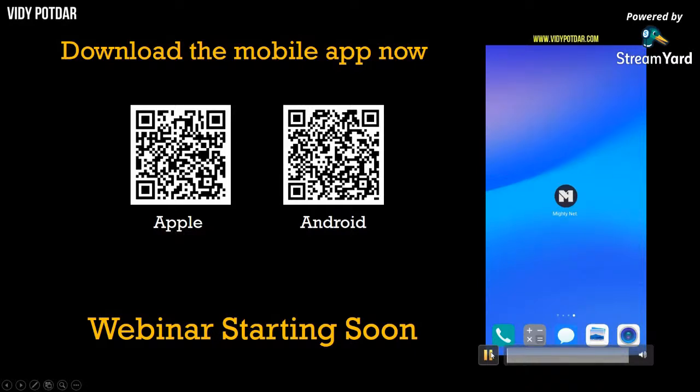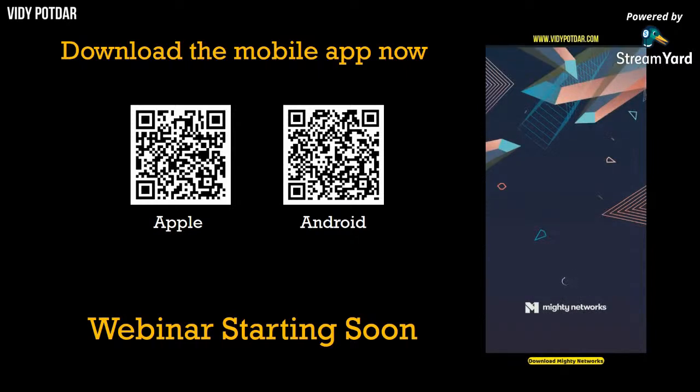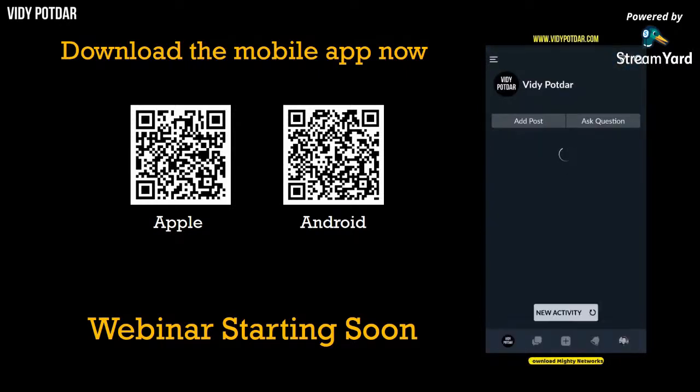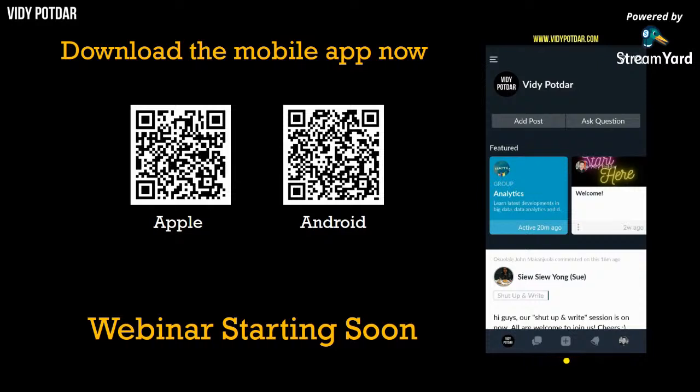Today, I want to show you how to use the community using the mobile app. To access the mobile app, you need to download Mighty Networks from the Apple Store or through the Play Store. Once you download Mighty Networks, search for our community, Vidy Potdar, and join. Once you join the community, you will see an interface like this.